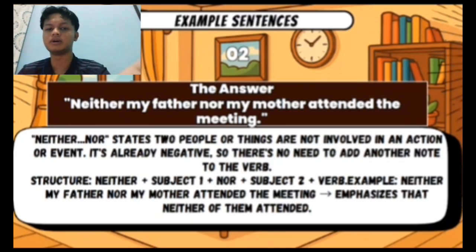Sentence analysis: "neither my father nor my mother" is a plural subject expressing two people who did not do something. "Attended the meeting" is a past tense verb that shows the action of attending a meeting, so the entire sentence means neither my father nor my mother attended the meeting. With the use of neither...nor, we emphasize that neither of the two parents attended. It is more clear and straightforward.